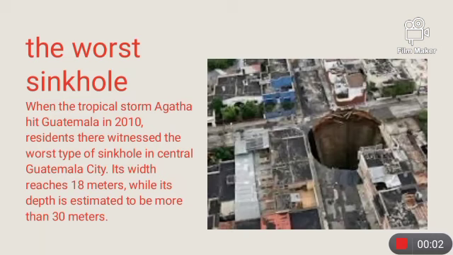The worst sinkholes. When tropical storm Agatha hit Guatemala in 2010, residents there witnessed the worst type of sinkhole in central Guatemala City. Its width reaches 18 meters, while its depth is estimated to be more than 30 meters.